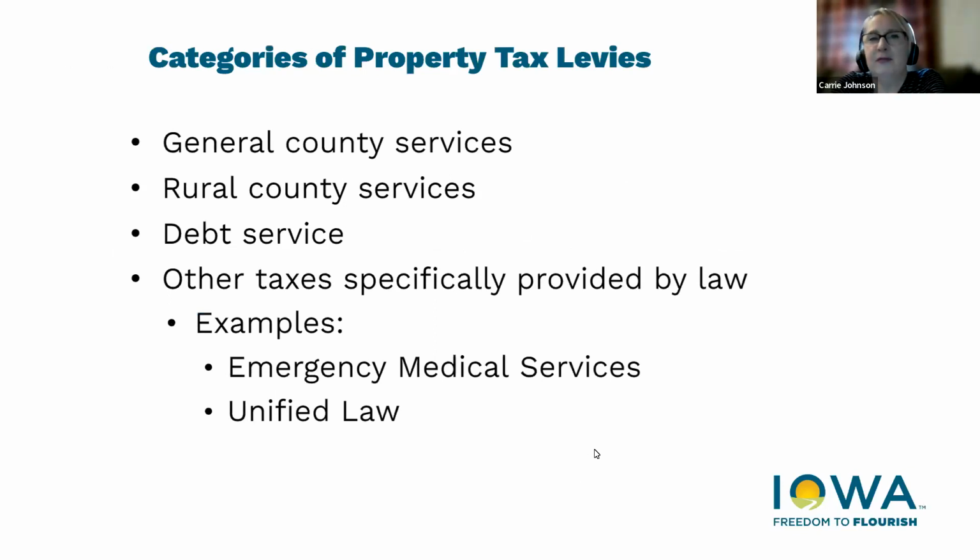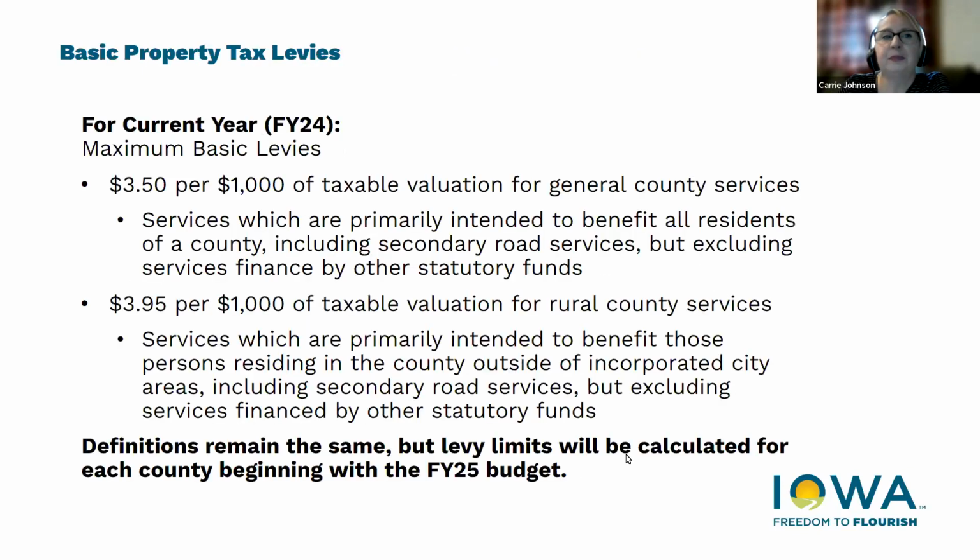So the categories of property tax levies are levies for general county services, rural county services, debt service, and then other sort of more specific examples. Law provides a few instances that are laid out in statute for specific cases where a levy is provided or disclosed within the statute. So, of course, the first thing to talk about is the basic property tax levies, and we'll talk about what's going on in the current year.